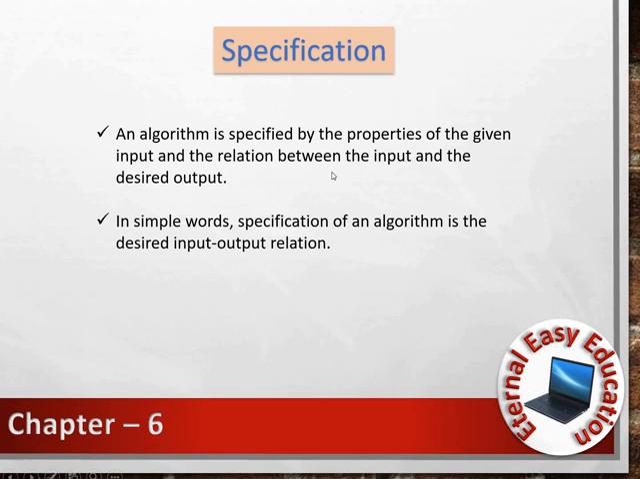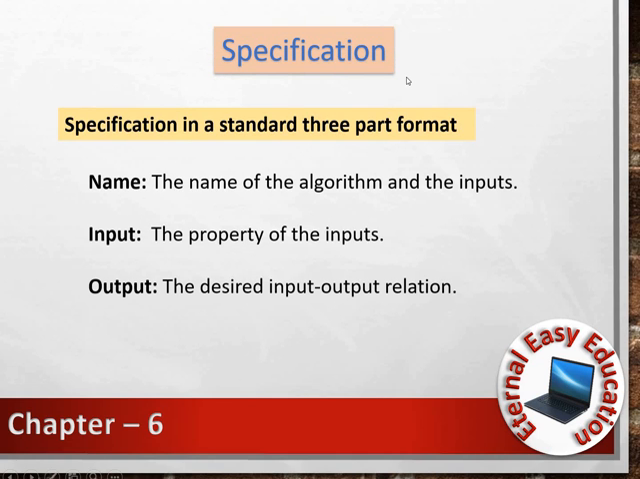An algorithm is specified by the properties of the given input and the relation between the input and the desired output. That means a program or a question or a problem is explained with the input, output, what is the input and what will be the output and what is the relation between the input and output. So that is given by the specification. In simple words, specification of an algorithm is the desired input-output relation.